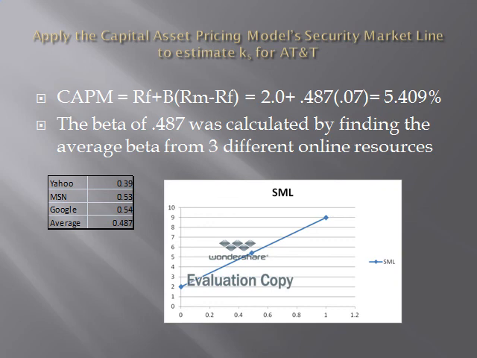The table to your right shows the security market line. So at 0, we have the 2.0%, and it's a gradual line of a slope of 0.487.